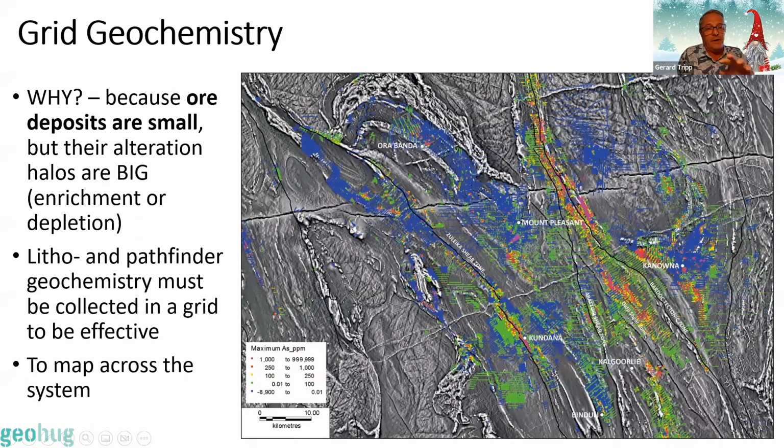So a grid is really important. And I know that sounds a little bit obvious, but sometimes people don't really understand that and collect a sample here, a sample there, and that kind of thing. But that's not really giving you the picture of the system.